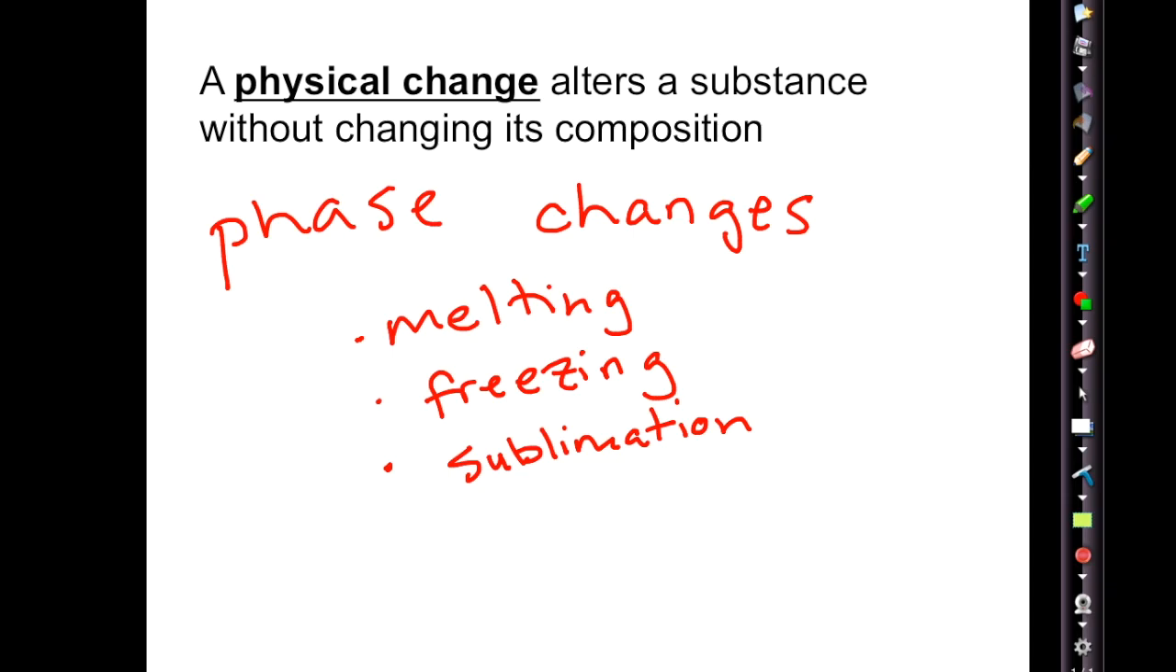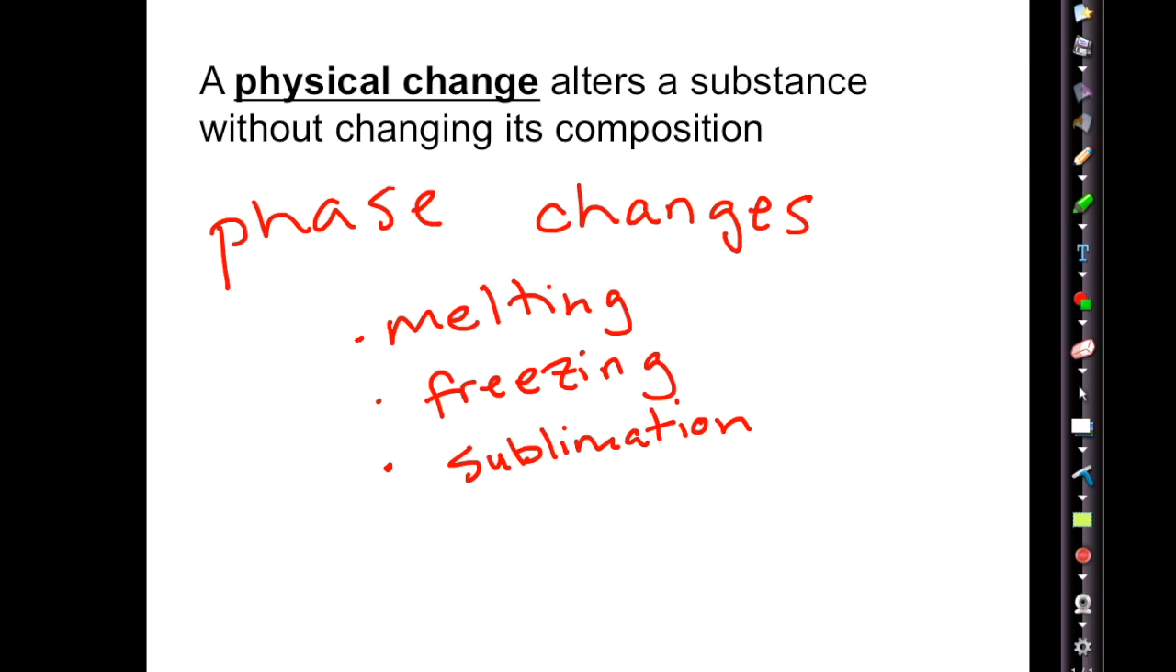But in each instance, we're altering the substance, we're changing the physical state of matter, but we're not actually changing the chemical composition. So let's use the example of H2O. We think about liquid water. We put liquid water into an ice tray. We put the ice tray into the freezer, and the water solidifies. It goes from liquid water to ice, from the liquid state of matter to the solid state of matter.